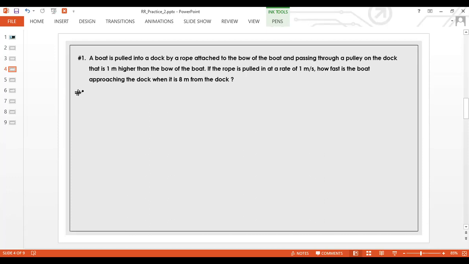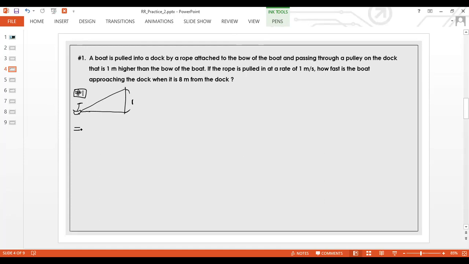So remember when we talk about related rates, what is step number 1? We always say graph it, right? So here, let's try to do a picture. This is my boat. I hope that my graphic is good. Then this is the pulley, and I have a rope here trying to pull in. And they tell us the pulley is 1 meter higher.